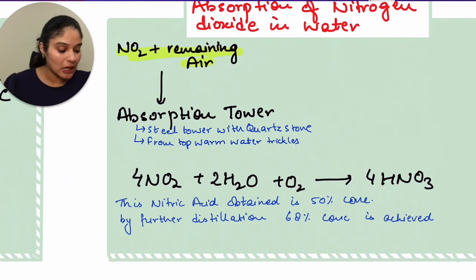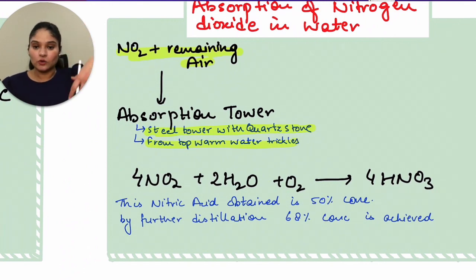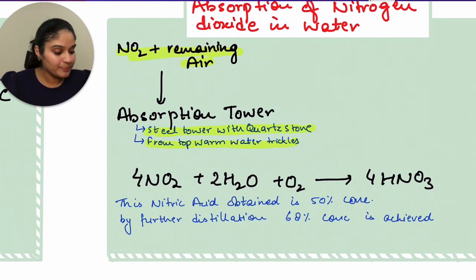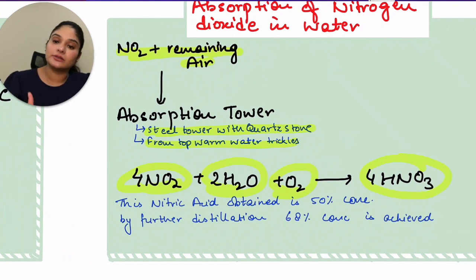In absorption tower, you have a steel tower with quartz stone on the sides, and you have warm water trickling from the top. Let's look at the equation. NO2 plus water plus oxygen giving you nitric acid. This nitric acid obtained is 50% concentration. By further distillation, you can bring it to 68% concentration.